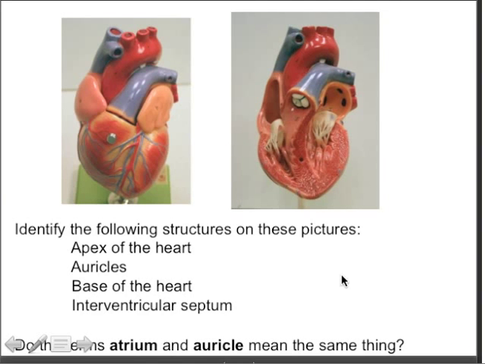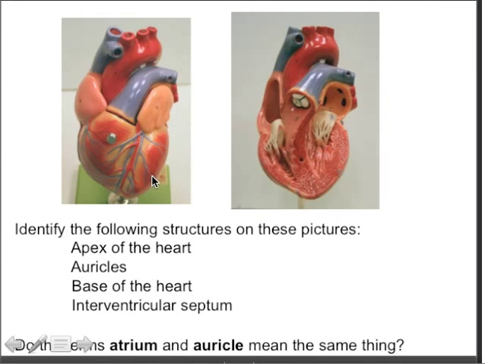The following structures in these pictures we want to identify. The apex would be here, right? The auricles here, the base of the heart, the widened portion that's above the apex, and the interventricular septum. You can see here, it's the wall between the two ventricles. It's indicated with the heart reassembled by the interventricular sulcus. Remember, right side of the heart, left side of the heart.